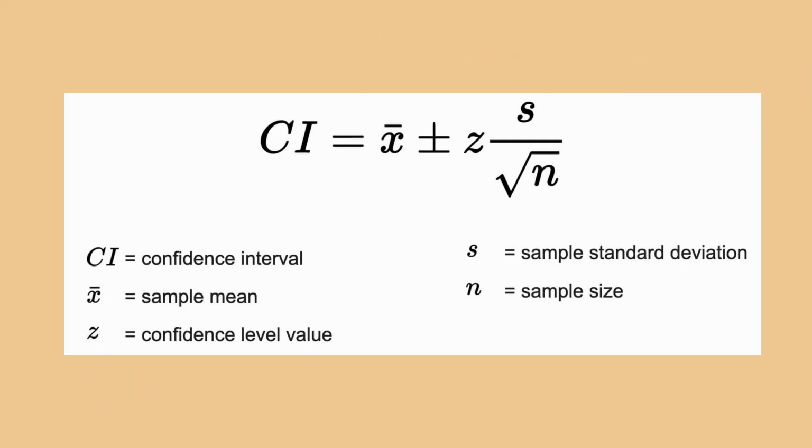So the formula for a confidence interval is CI equals x̄ ± z multiplied by s over the square root of n, where CI is the confidence interval, x̄ is the sample mean, z is the confidence level value, s is the sample standard deviation, and n is equal to the sample size.